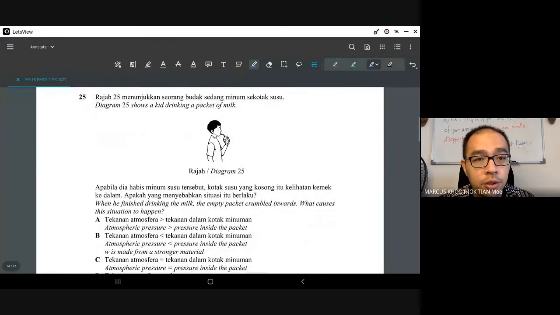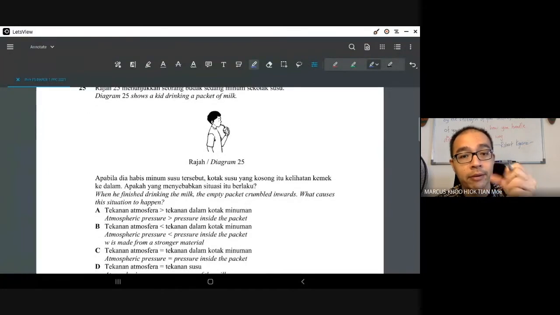Next shows a kid drinking a packet of milk. When he finished drinking the milk, the empty packet crumbled inwards. Okay, what caused this situation to happen?